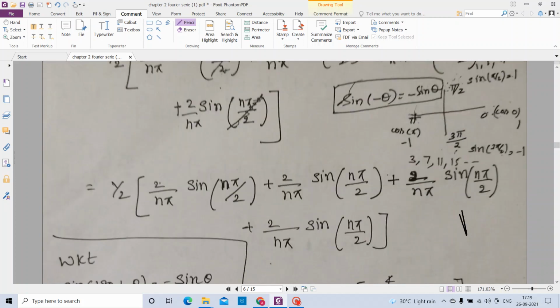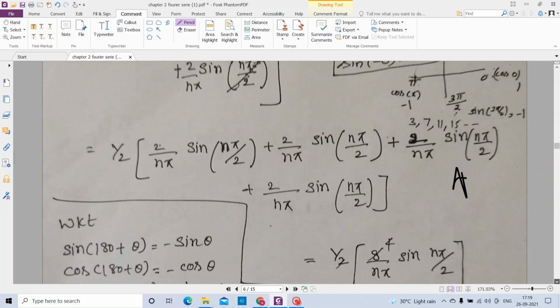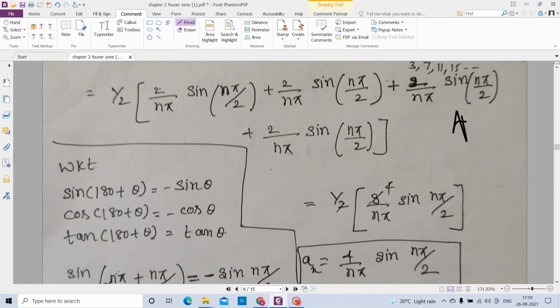See here, then I got the final equation as a half. I have added all these terms: 2 divided by n pi sine of n pi by 2. The second term is also the same, the third term is also the same, the fourth term is also the same. So I have added all these four terms, then it becomes 8 divided by n pi, right?